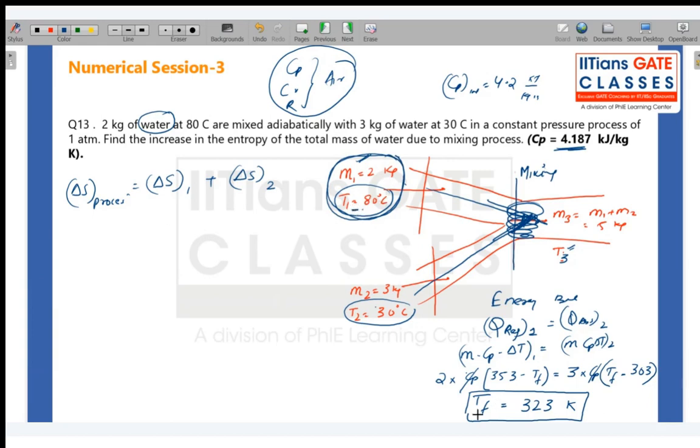So you see, this fluid is doing heat transfer, but its temperature is changing. Initial temperature was this, final is this. Similarly, this fluid is absorbing heat and its temperature is changing from 303 to 323. Its temperature is increasing, its temperature is decreasing. Now, can you tell me, is it isothermal heat transfer or non-isothermal heat transfer?